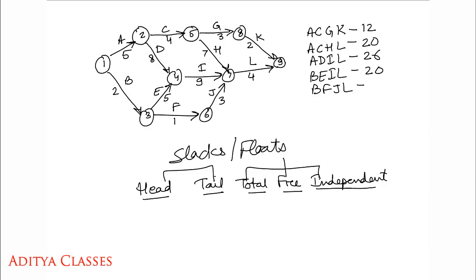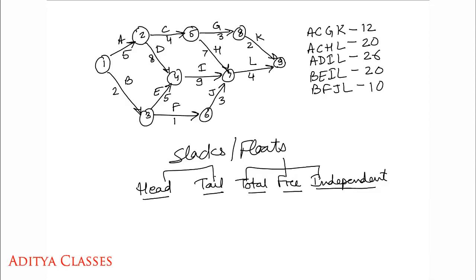Then there is another path, the last one, BFJL. What is its duration? Its duration is 2 and 1, 3; 3 and 3, 6; 6 and 4, 10 in all. So now that we have found that there are 5 possible paths that take me from 1 to 9, and we also have their durations, which is the longest duration? It is 26, ADIL, 26.